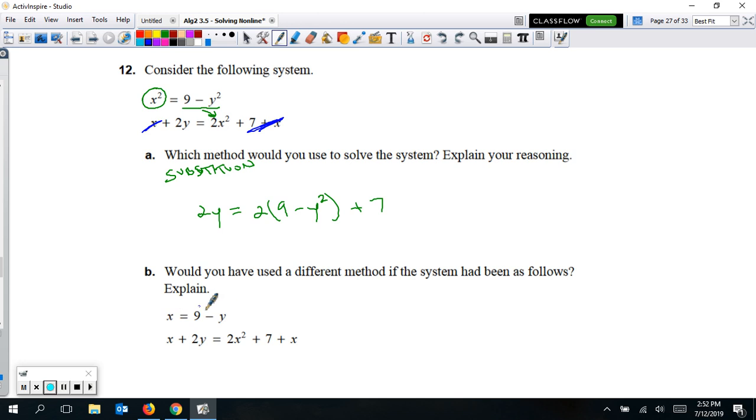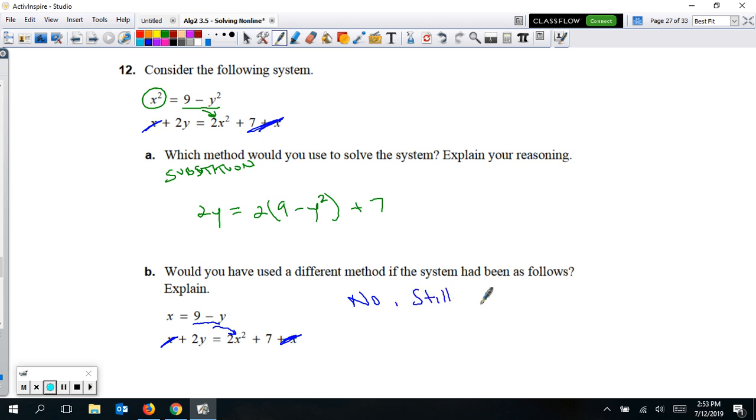So where basically the squares are gone now, and now it's just a linear equation. This is still the same equation. So again, we still can cross out these x's here. They can be gone. And I could still substitute this in for the x that goes right in there. I would still use substitution. So would I use a different method? I would say no. Still going to be substitution.